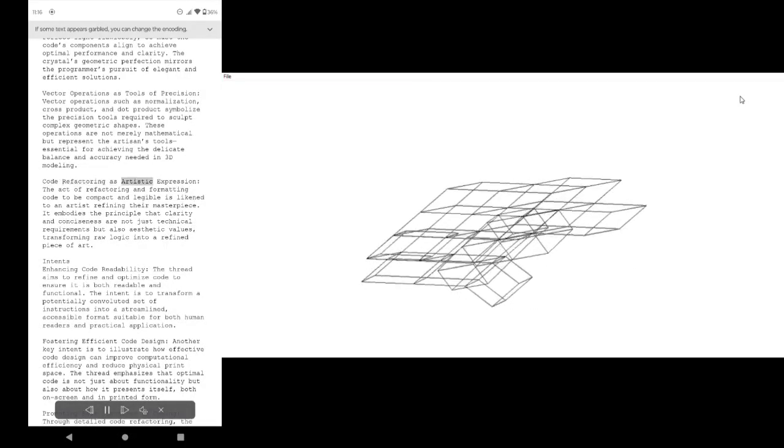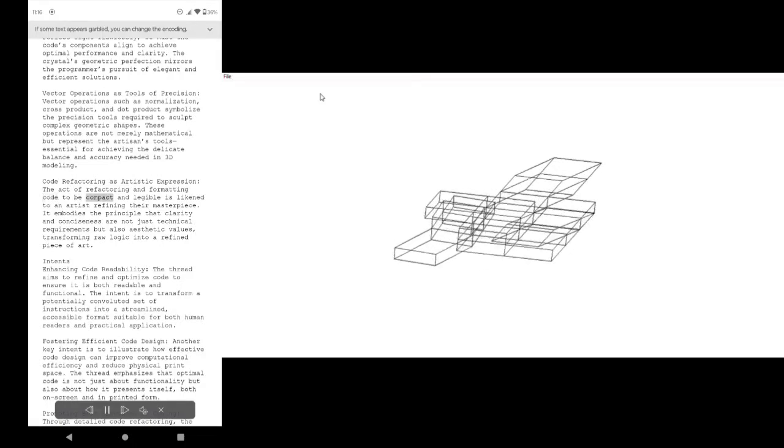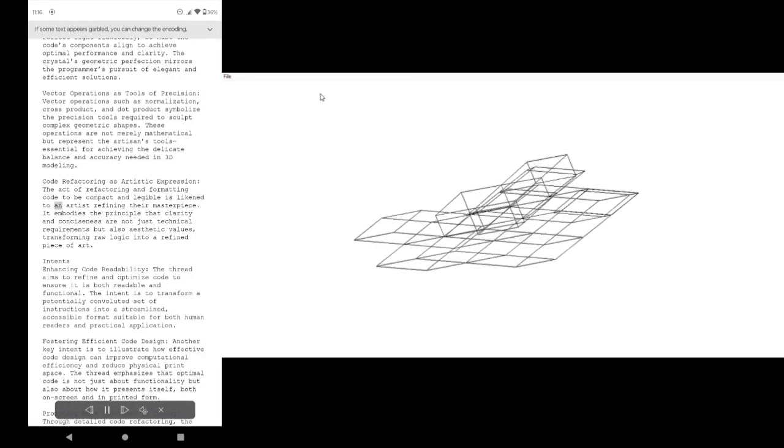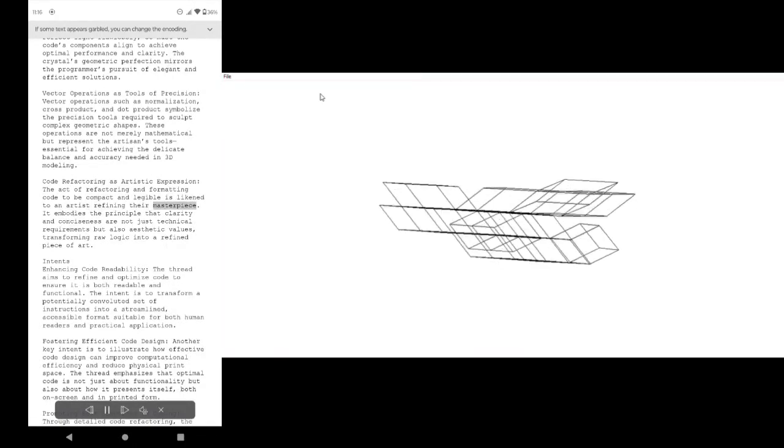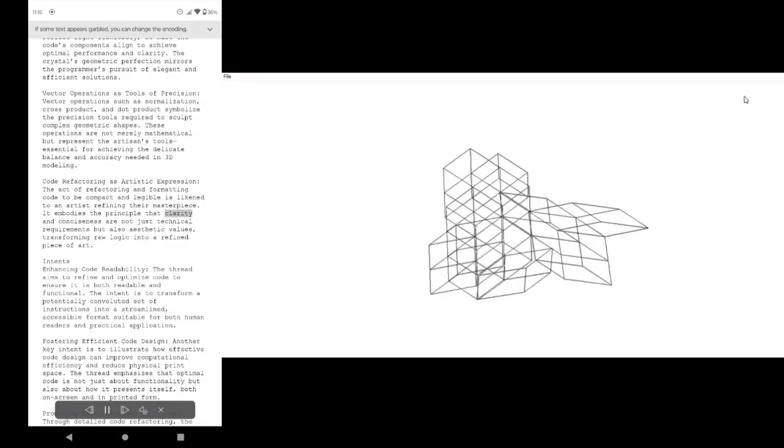Code refactoring as artistic expression. The act of refactoring and formatting code to be compact and legible is likened to an artist refining their masterpiece. It embodies the principle that clarity and conciseness are not just technical requirements, but also aesthetic values, transforming raw logic into a refined piece of art.